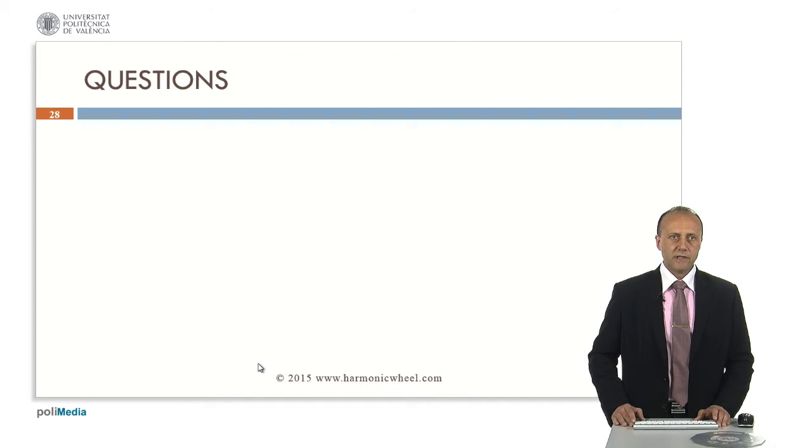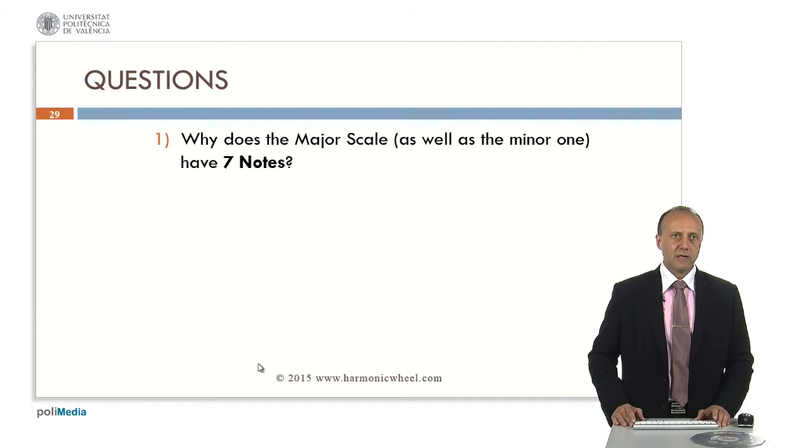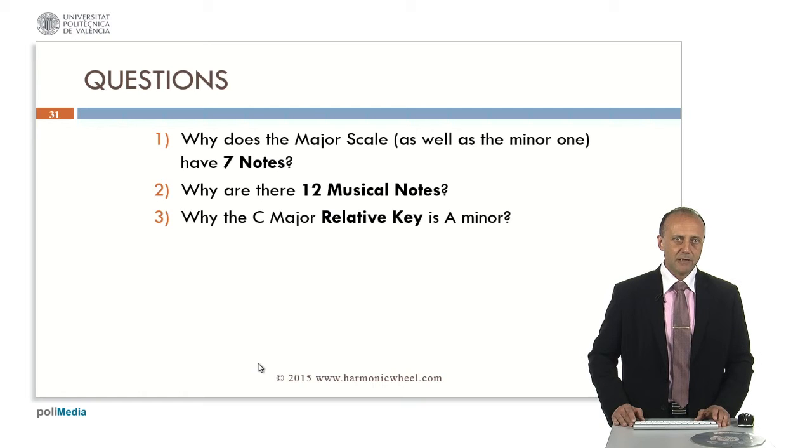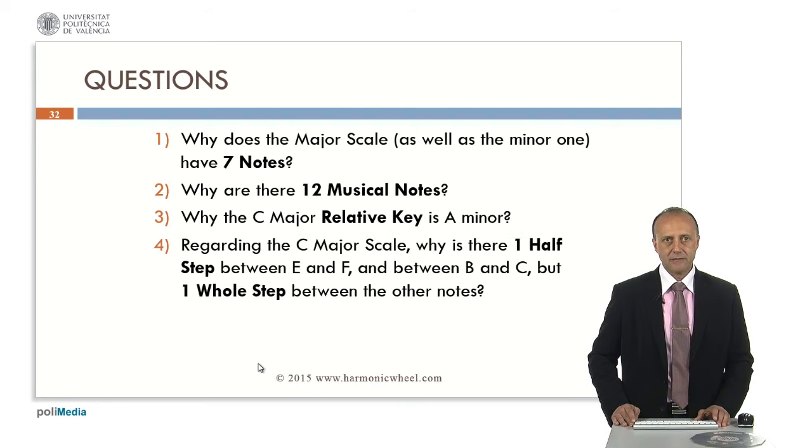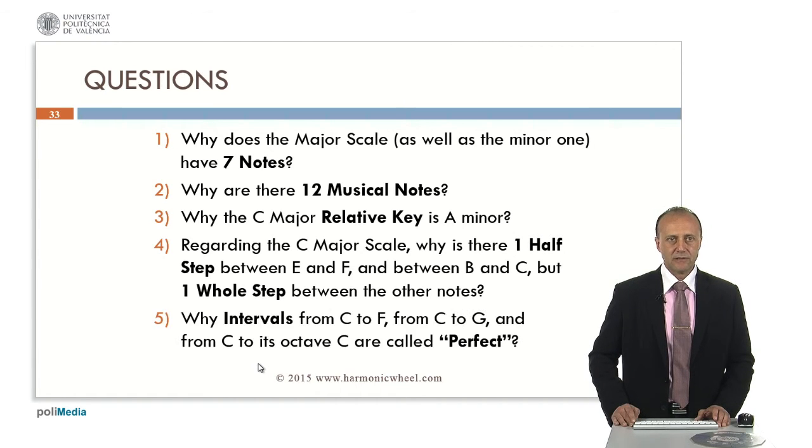Now I'm going to finish this presentation with some questions that are in fact doubts I had when I learned music. For example, why does the major scale have 7 notes, as well as the minor scale? Why are there 12 musical notes? Why is the C major relative key A minor? Regarding the C major scale, why is there a half step between E and F and between B and C, but a whole step between the other notes?